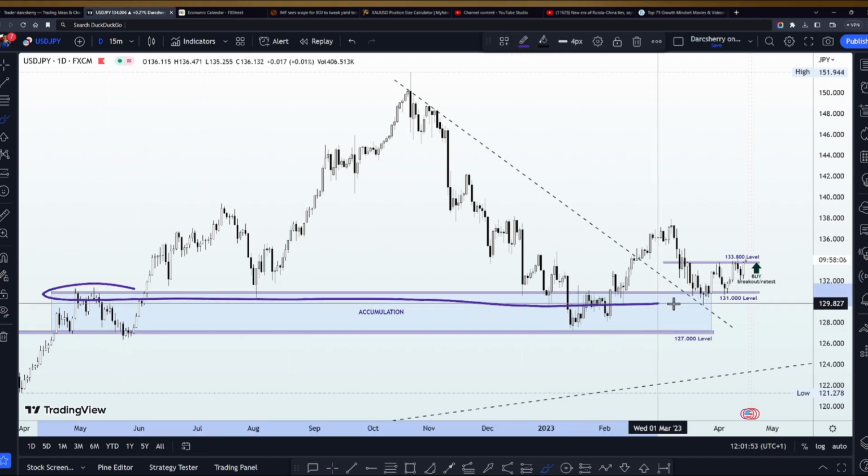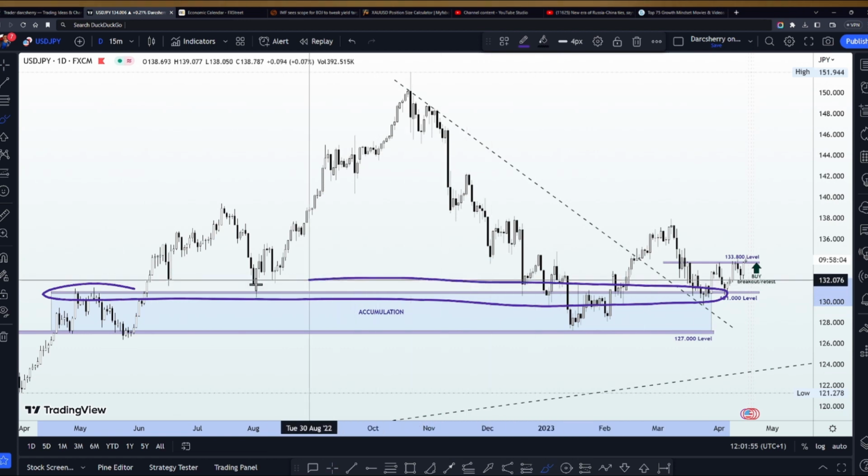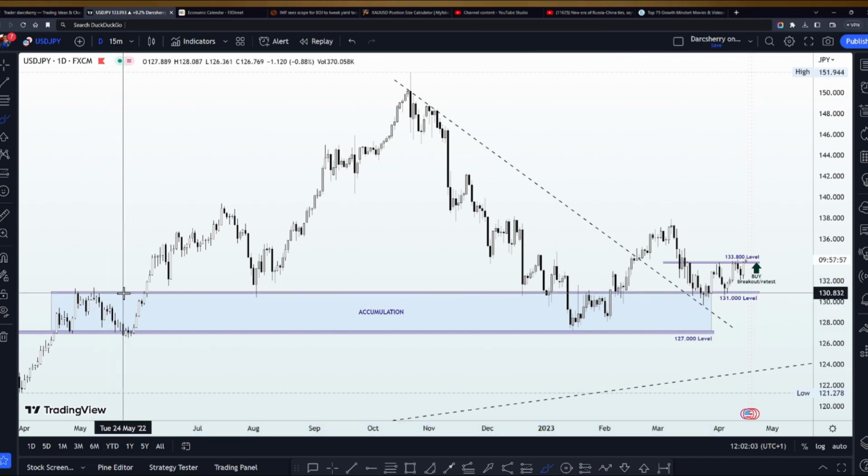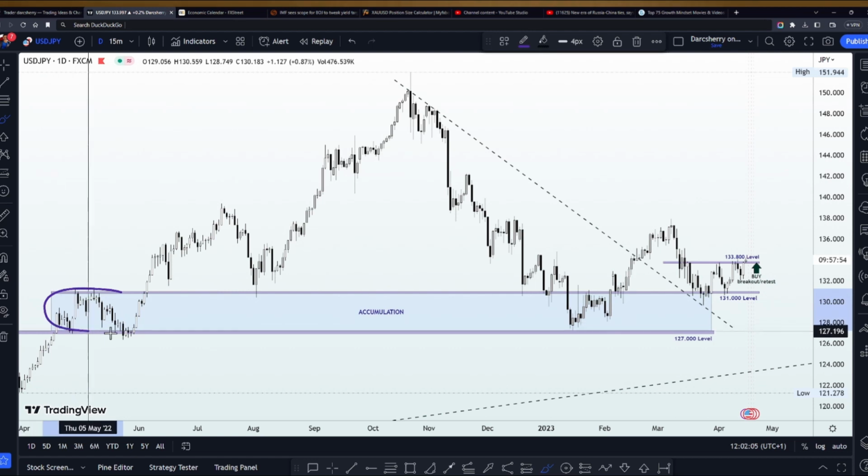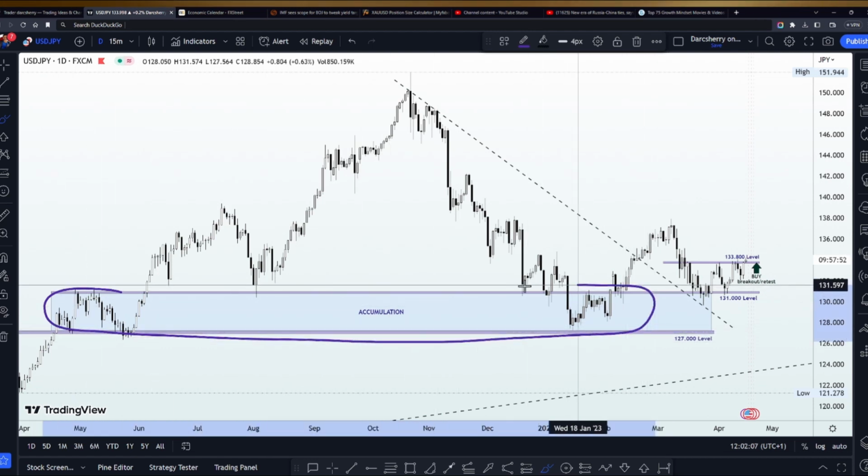As you can see, this zone here has lasted over 11 months now. We've been seeing buy pressure around that area, and in fact that level between the 131 and the 127.00 area has been a very strong accumulation area where we have seen participants in this market try to accumulate, gather more positions on the USDJPY.